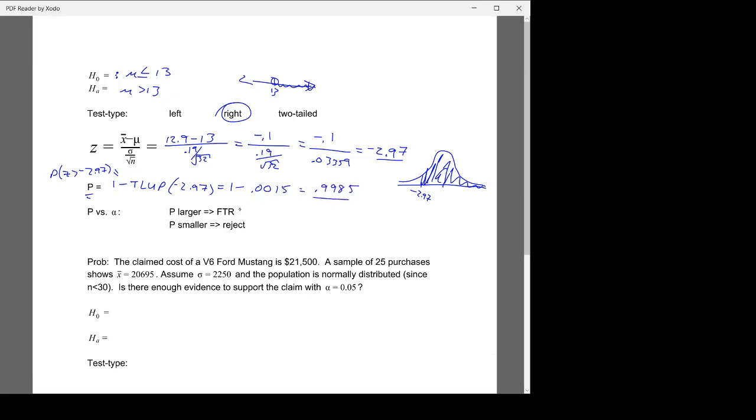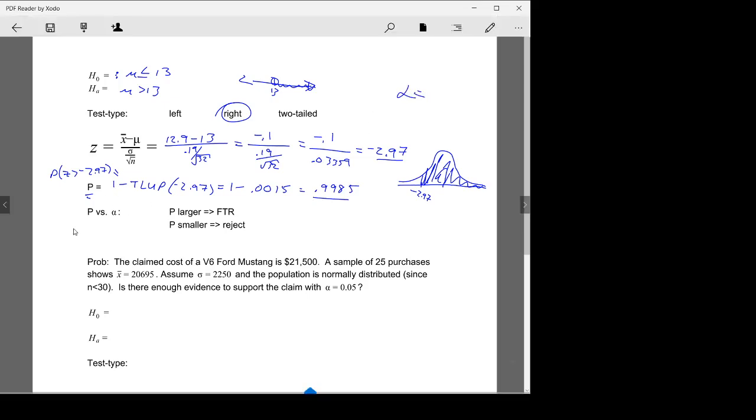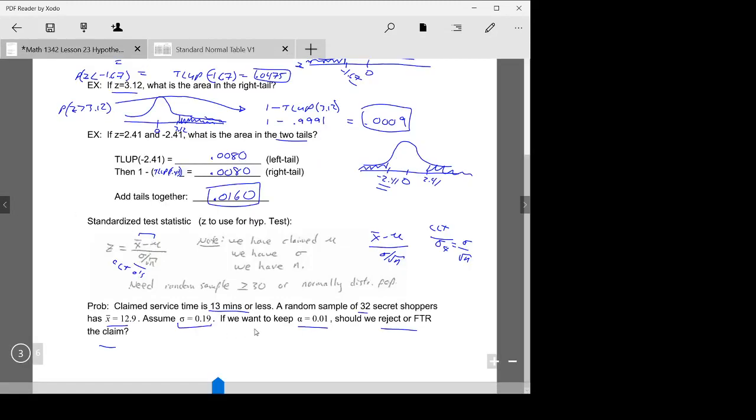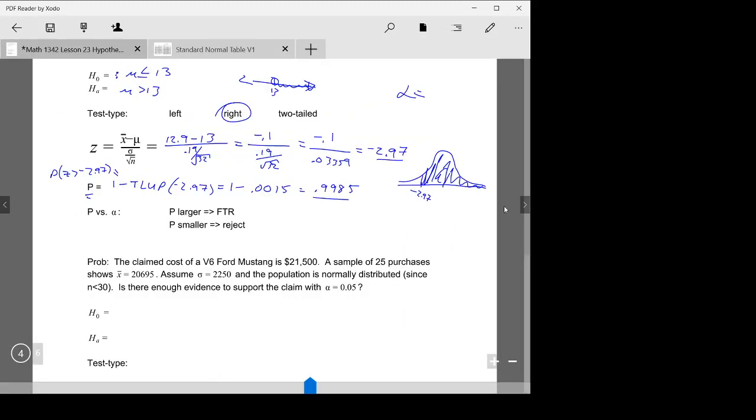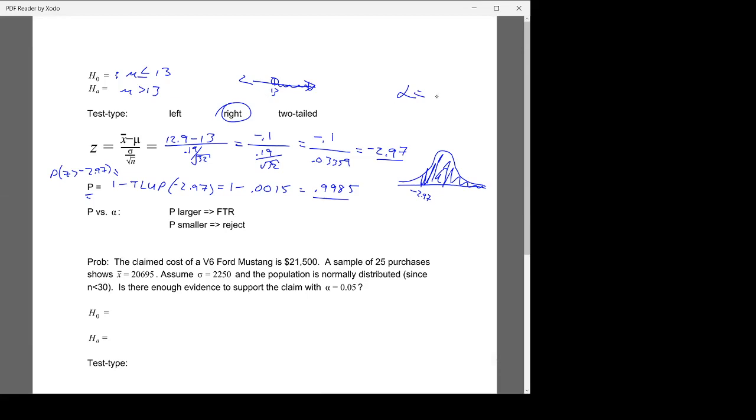Okay. Now we consider p versus alpha. What was alpha? Was it 1% or 5%? We just have to look. Alpha was 0.01, it was 1%. So if we consider the p is 0.9985, and we consider the alpha 0.01, which one's larger?